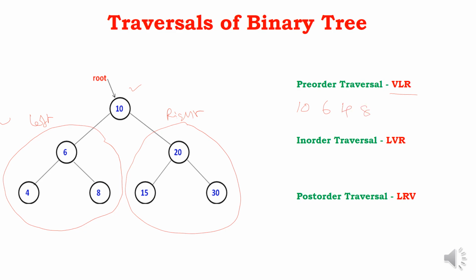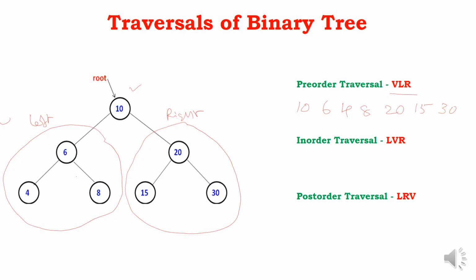Root is over, left is over, then right. Right is also a binary subtree. So here again we want to traverse it in pre-order. Root, left, right. Root is 20, left is 15, right is 30. So this is the pre-order traversal of a binary tree.